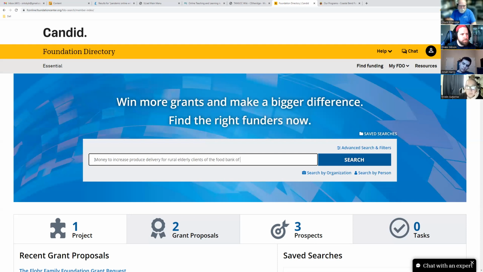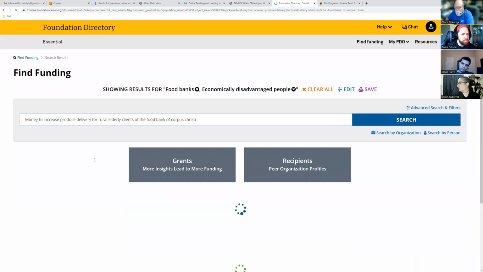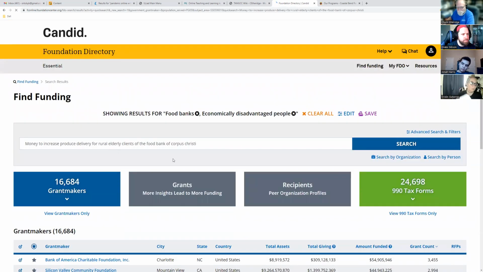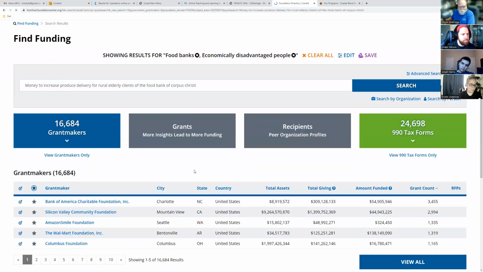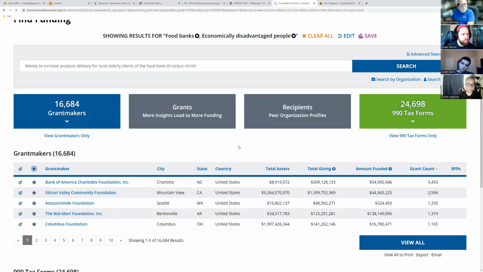I'm going to say Corpus Christi because the organization is called the Food Bank of the Coastal Bend. They probably won't know outside of Texas, or even outside of here, what the Coastal Bend is, but they will know what Corpus Christi is. So this is our natural language search, and we just get a preliminary look. So we get 16,000 grant makers. That's a little much. Jonah's going to look through all of these for us, and the rest of us will go have coffee. No, well, maybe not.